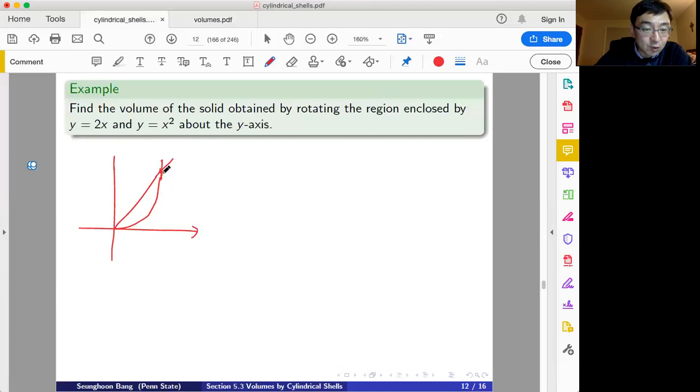So y equals x squared. We have 0 and 2. So what's that? You have to rotate this region about the y-axis. The rotating axis is a vertical line, so you have to use the cylindrical shells method.